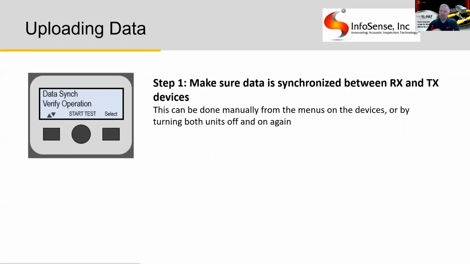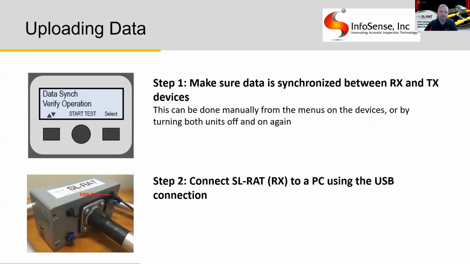Transfer that data from your SLRAT receiver to your Windows PC. You must first be sure that the RX and TX have completed a data sync. This is done during startup sequence after turning on the RX and TX. Plug the RX into your Windows computer using the supplied USB cable and then turn on the RX. The USB cable is not proprietary and can be purchased from places such as Office Depot or Amazon if you lose yours or would like another one.